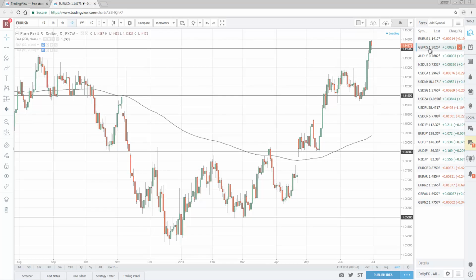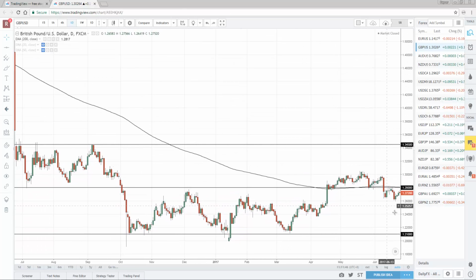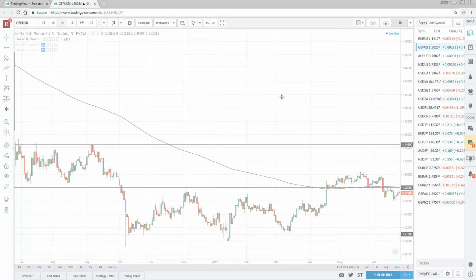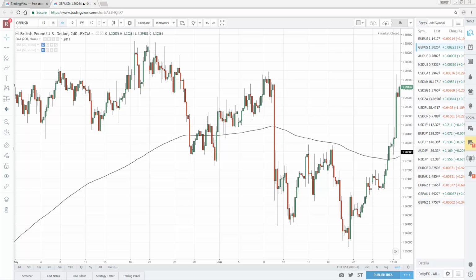For the pound dollar, I want to talk about this as well. Last week I mentioned that I was looking to short this market. Why is that? Because if you look at the daily, last week it was looking something like this. Price is below the 200 period moving average, and you have this previous support turned resistance area. On the 4-hour time frame, I mentioned that this could be a potential setup to go short.